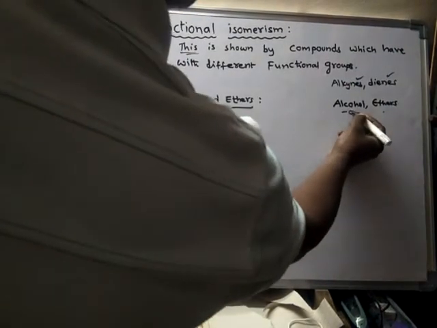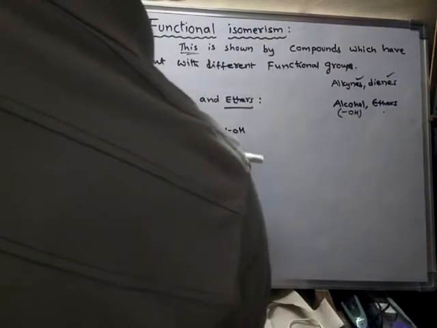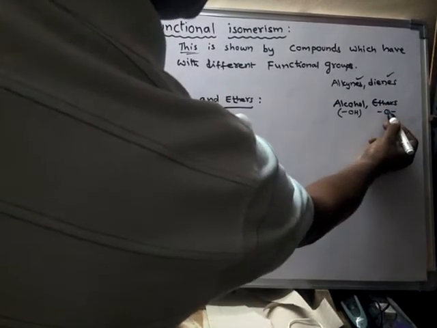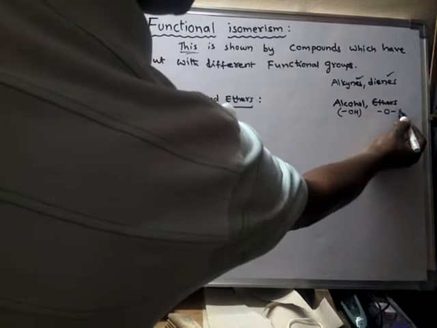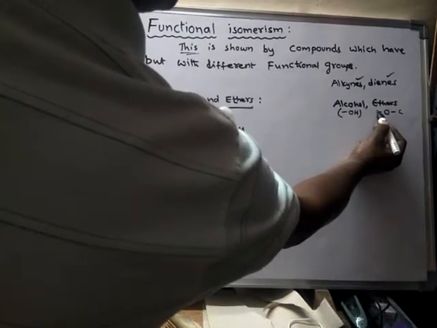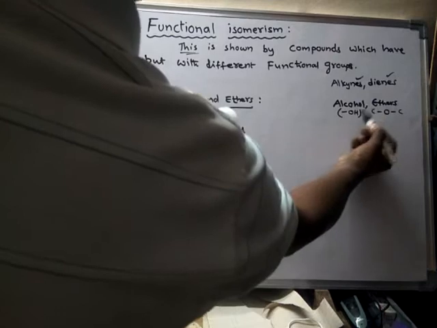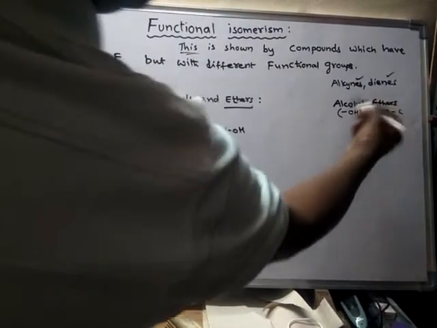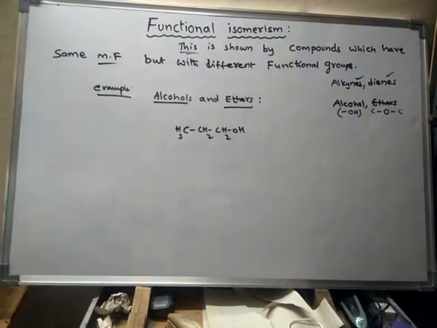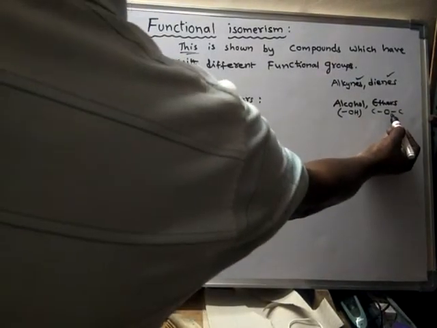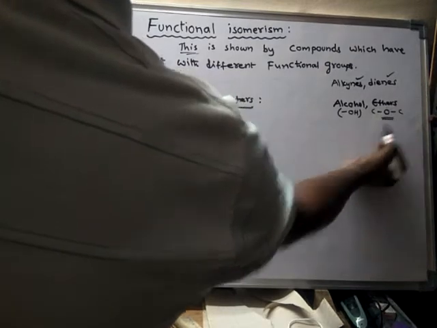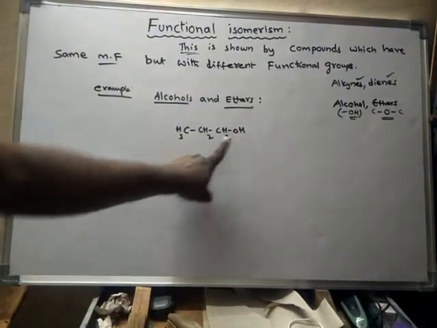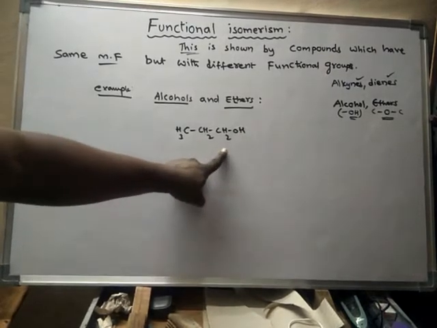Alcohol means generally an OH group is present. Ether means generally oxygen is attached to carbon on this side, and on this side also carbon is present. So oxygen is attached to carbon atoms on both sides. Such a functional group is said to be an ether functional group, and such a functional group is said to be an alcohol functional group. So here the alcohol functional group is present, hence it is said to be propyl alcohol.